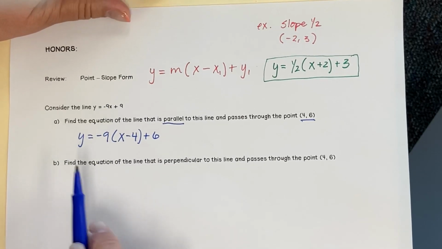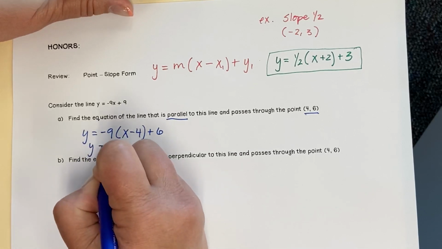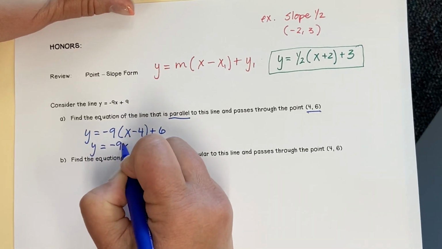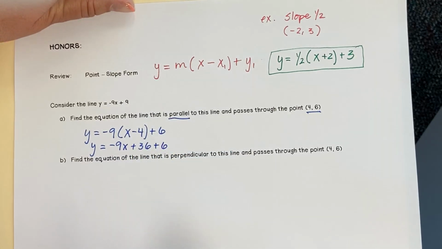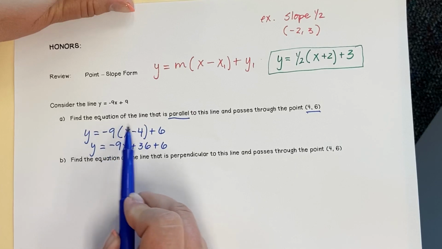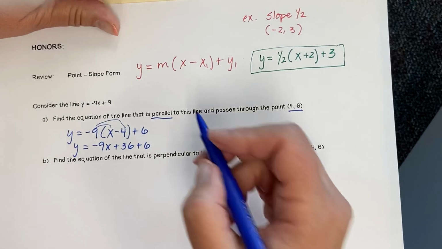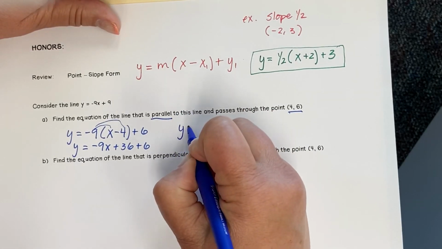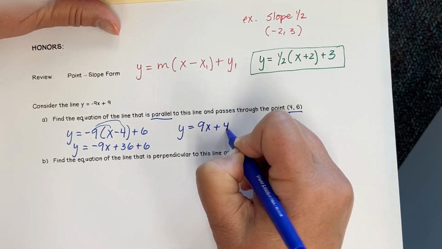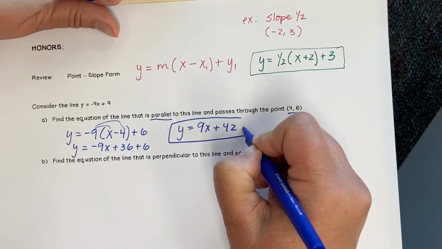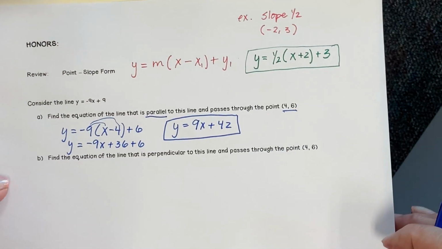Let's keep going. Let's distribute the -9 through there. So y equals -9x plus 36 plus 6. Remember, negative times a negative is a positive. Combine like terms, we're going to get y equals -9x plus 42. There you go. That's how you need to answer it on ALEKS.